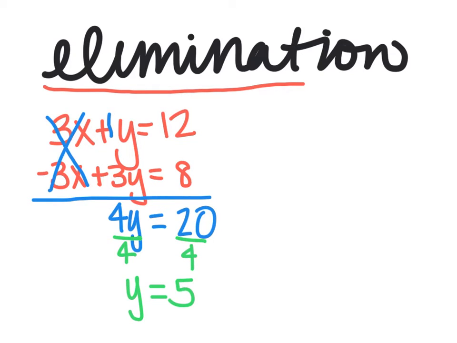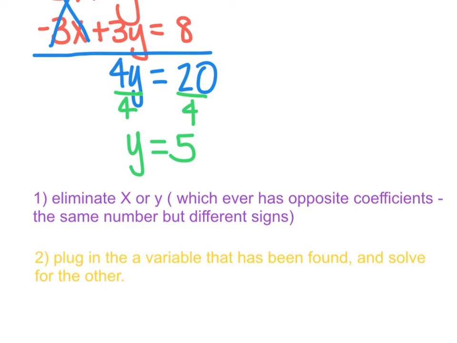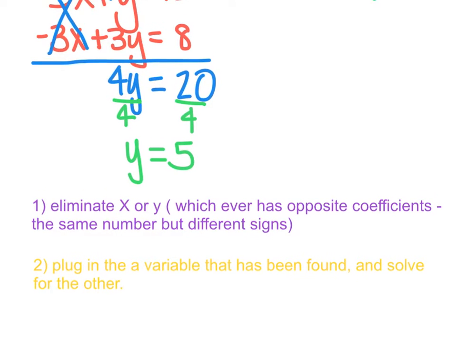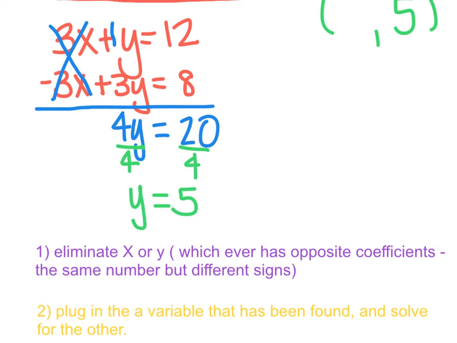And if I'm looking for the solution to my system, that's half my answer. Half of it is 5. So I've found y. I just need to find x. So my steps. First, I eliminated x or y. In this particular case, I eliminated x. If we keep reading, it explains why. You eliminate whichever has opposite coefficients, which means the same number but different signs. So notice I had a positive 3x and a negative 3x. So these are the same coefficient, or they were opposite coefficients because they were the same number but different signs.